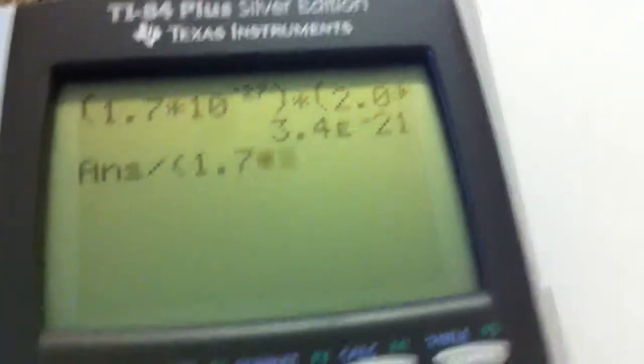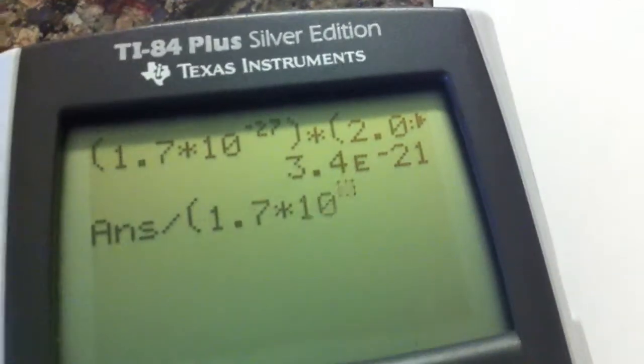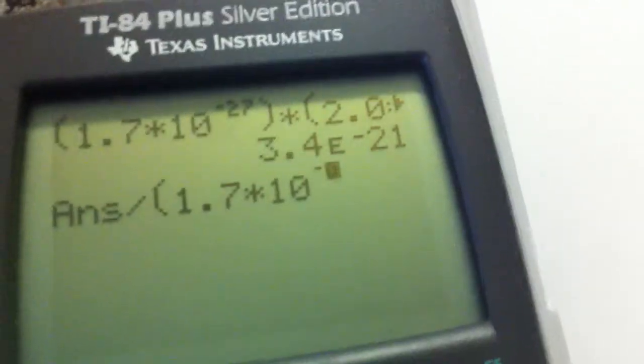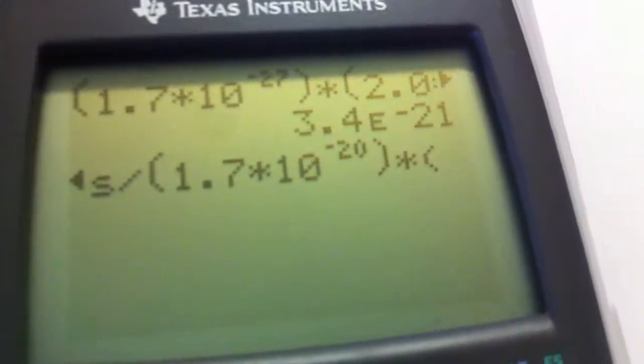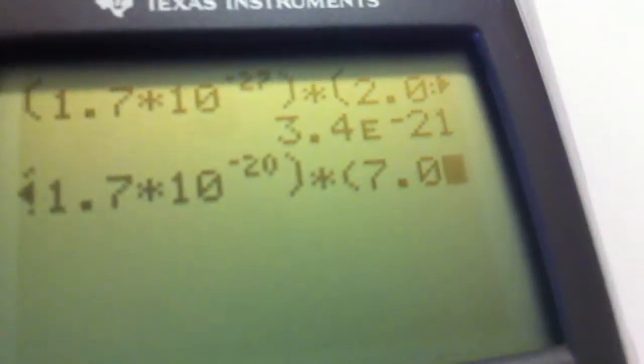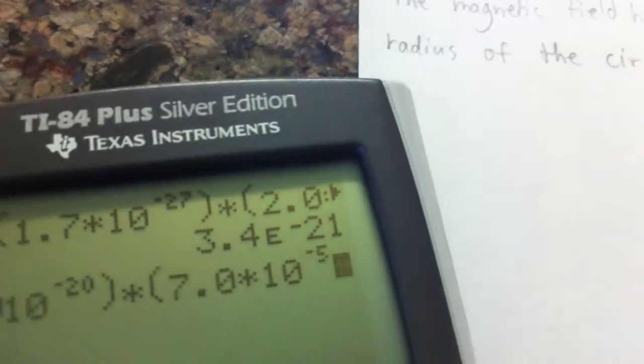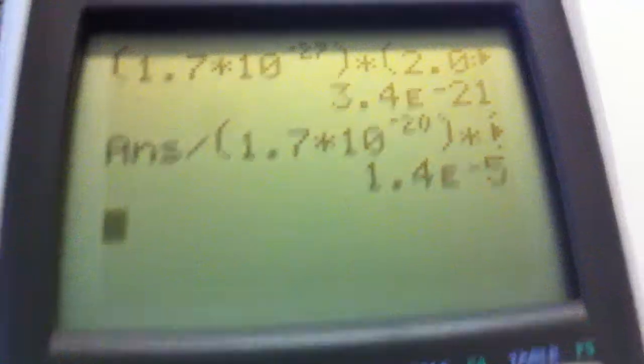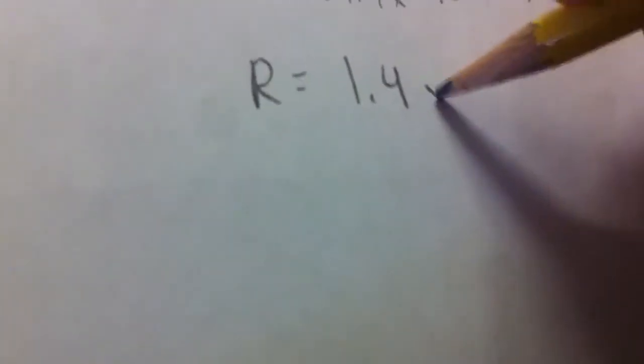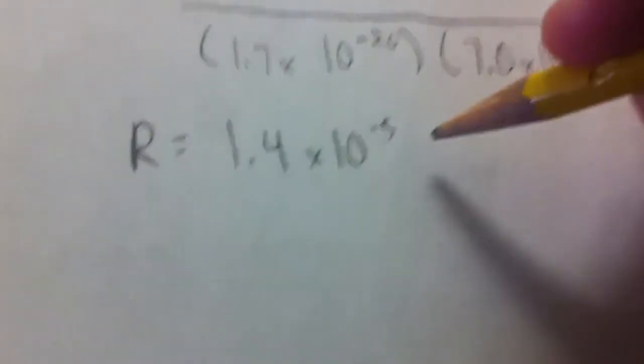So that's 1.7 times 10 to the negative 20, times the magnitude of the magnetic field, which is 7.0 times 10 to the negative 5th. And we get this value, 1.4 times 10 to the negative 5th. That is the length of this radius, and that's going to be measured in the SI unit of length, which is meters.